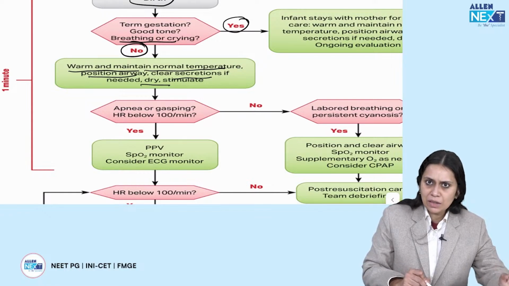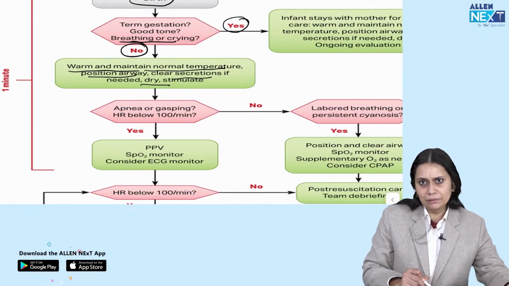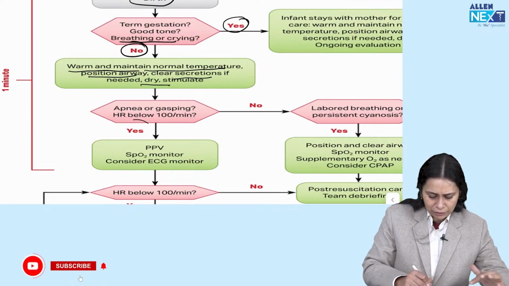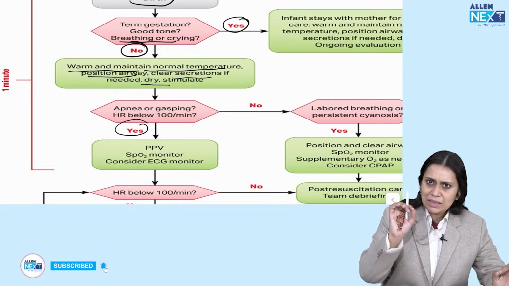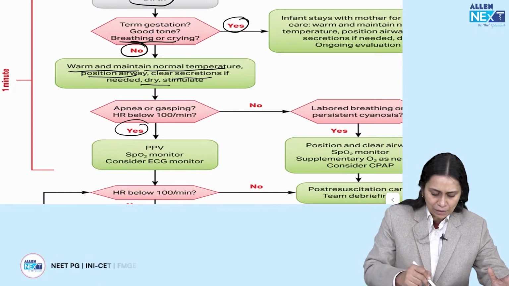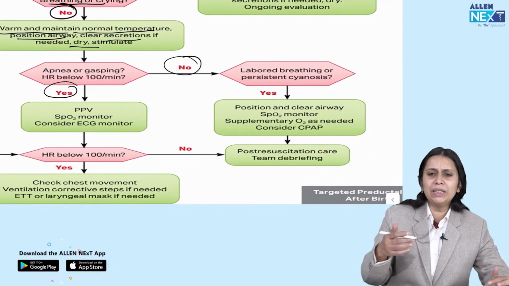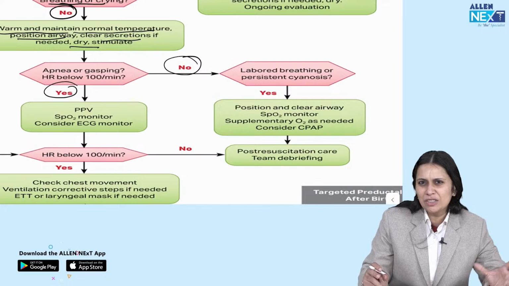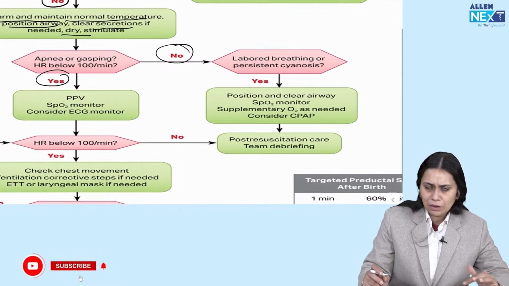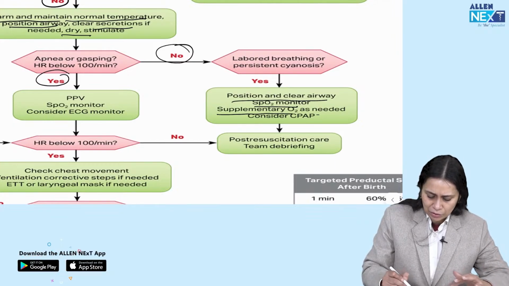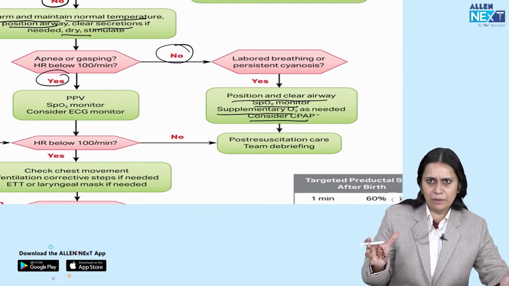If there is still no breathing, and this does not stimulate the breathing, then we go to this part of the flowchart. But if the stimulation does stimulate the breathing, yet the breathing is still labored and the color has not become pink, then we give a little oxygen support. We position and clear the airway, attach the SpO2, and supplement the oxygen as required, and we consider positive airway pressure, right?